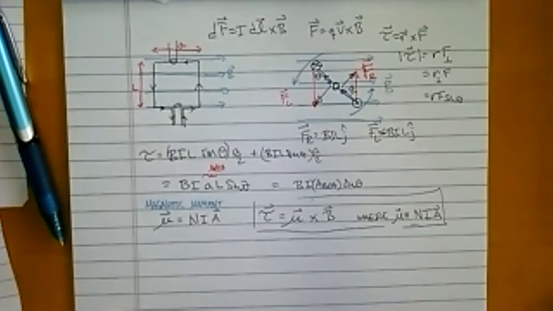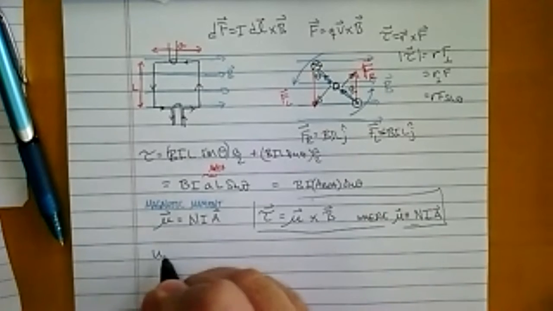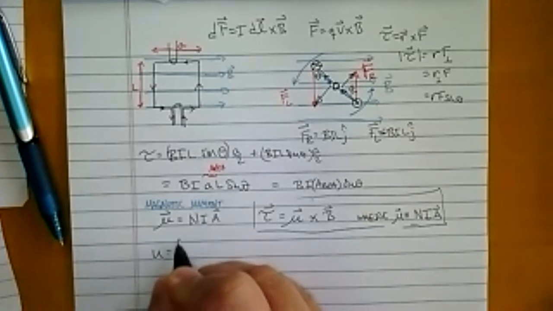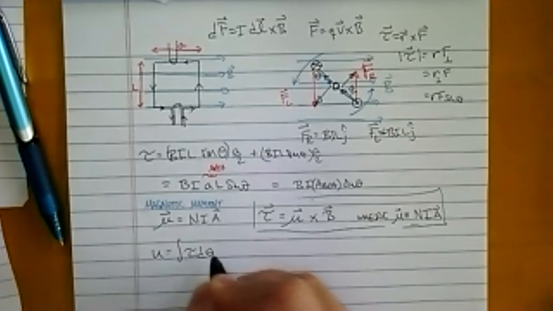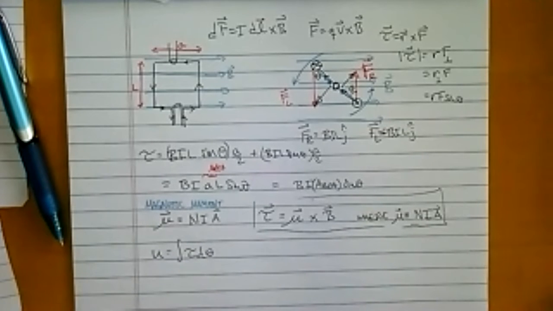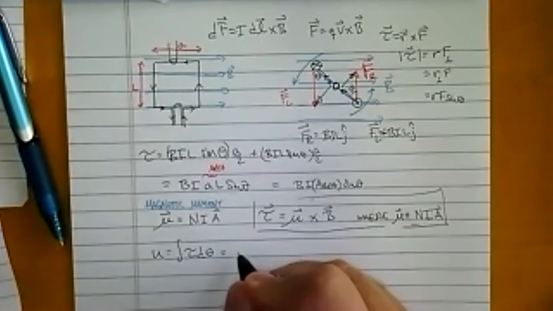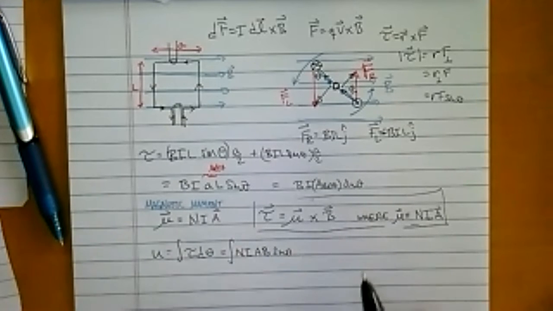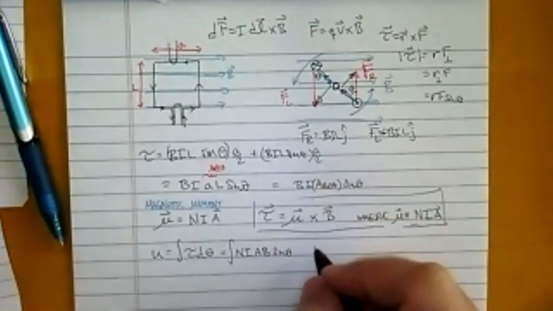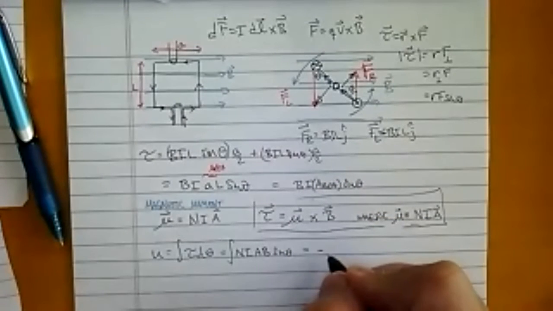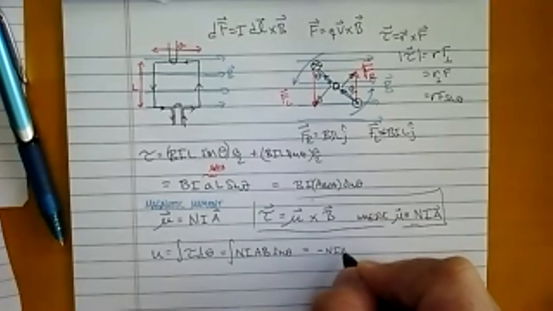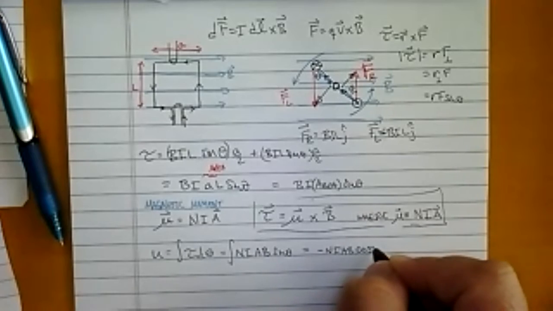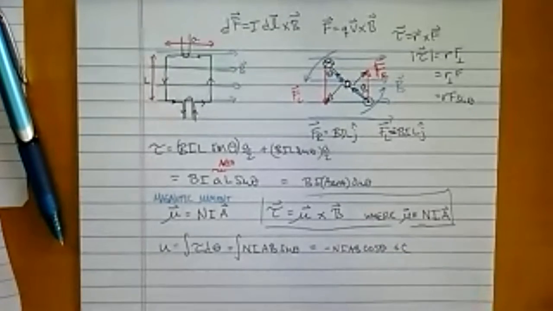So now we'll look at the potential energy. The potential energy, U, is just equal to the integral of torque d theta. Again, talking about magnitudes here is not that big a deal, but when we put the magnitude in, we get N times I times A times B sine theta, which gives us negative N times I times A times B cosine theta plus some arbitrary constant.